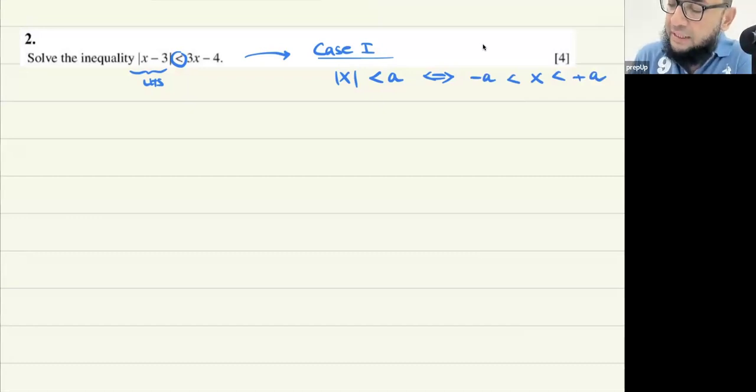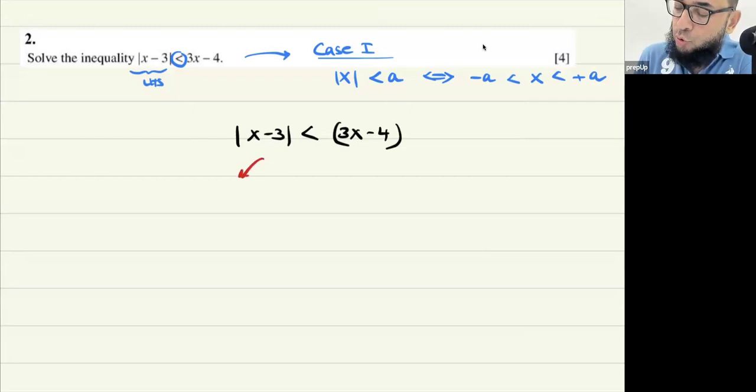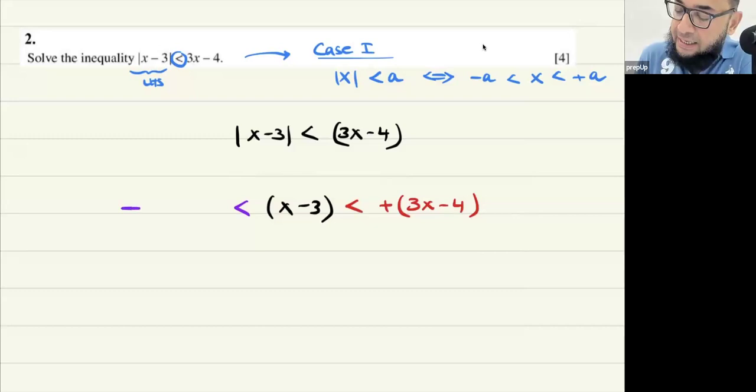Therefore, I'll first write the modulus of x minus 3 is lesser than 3x minus 4. And then I'll split it into two things. What are those two things? The two things are actually one thing, that is x minus 3 in brackets. On one side, I'll write lesser than positive 3x minus 4, and on the other side, I'll write greater than negative of 3x minus 4. That is how I have written it.